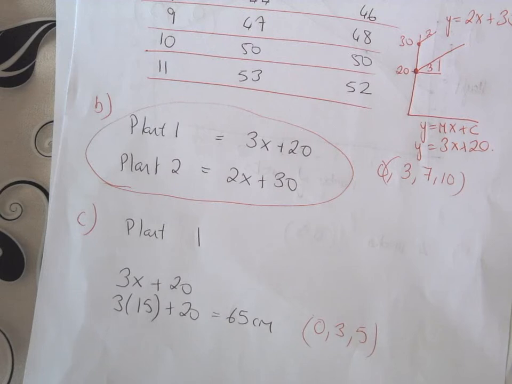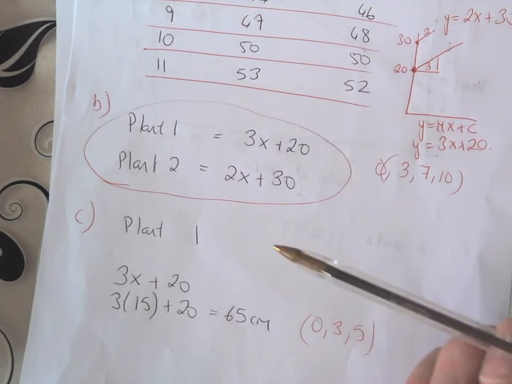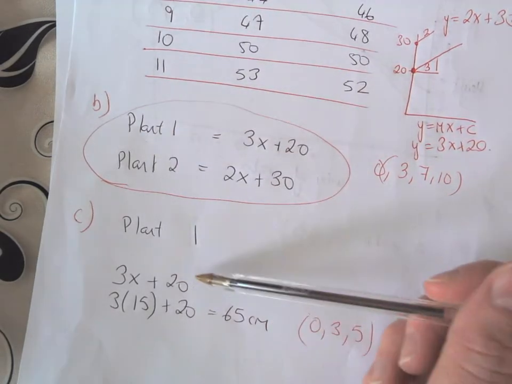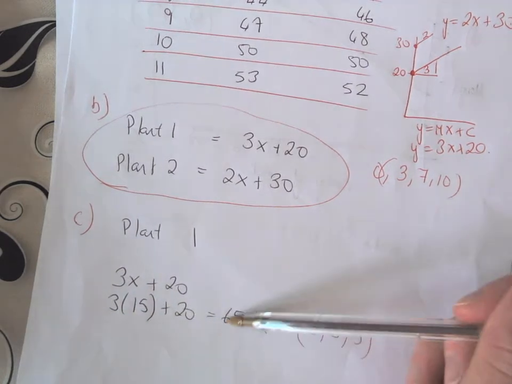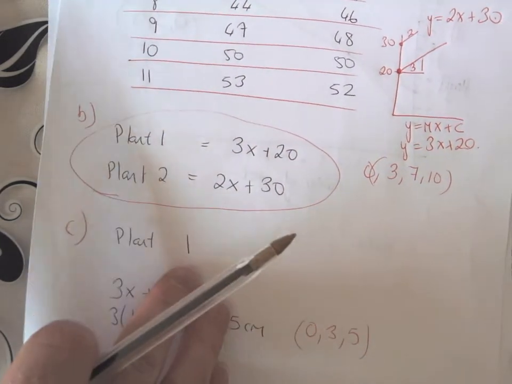What height would plant 1 measure after 15 months? You could have kept going with your table to get it, so keep adding 3 for 12, 13, 14, 15. Or you could use your formula if you had your formula from here. So plant 1 is 3x plus 20, put in 15 for x and you get 65.